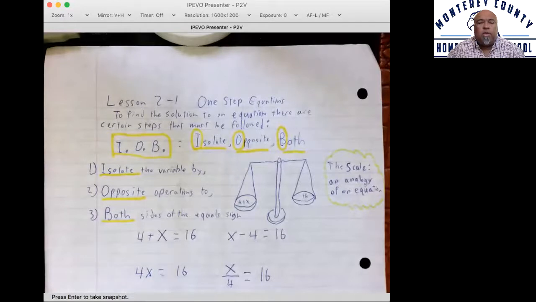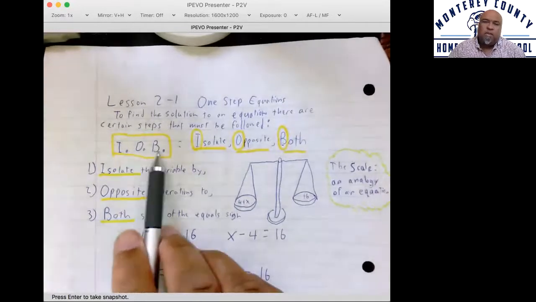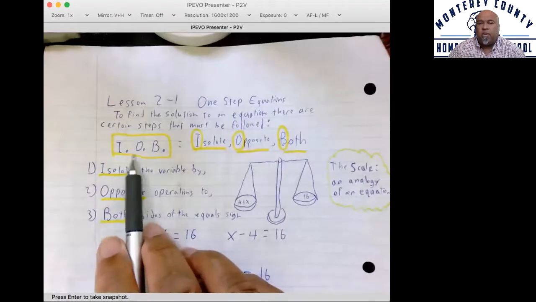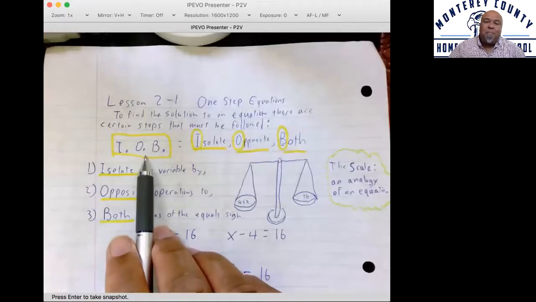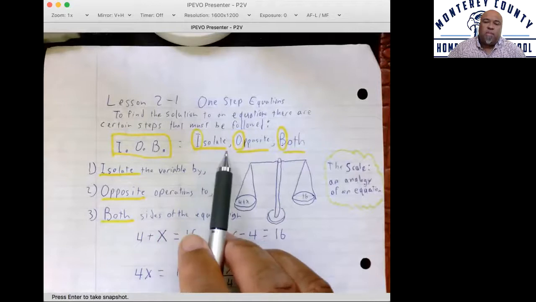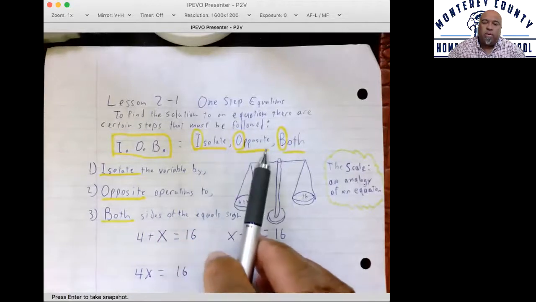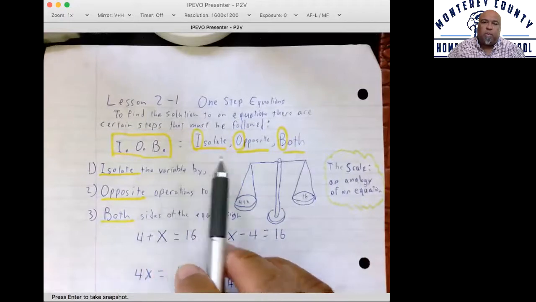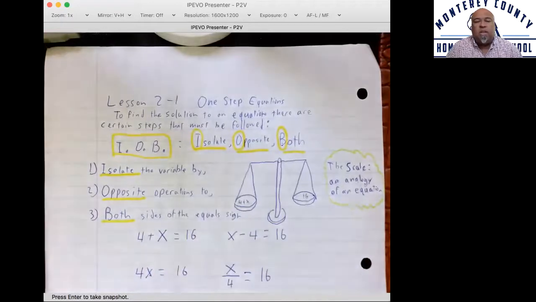But the steps of doing an equation can go by the term IOB. Now, I know that's not like a normal thing to say. Hey, this is my little brother, IOB. Okay, but IOB stands for isolate, opposite, and both. Now, I want you to memorize that. IOB, isolate, opposite, both. Those are the 3 steps to solving any equation that's a one-step equation.